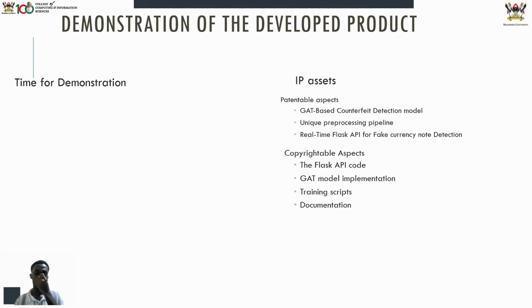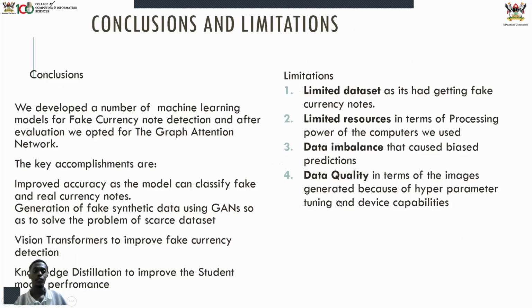Then the IP assets: the patentable aspects were the model itself, the unique processing pipeline, and the real-time Flask API for the currency note detection. Then the copyrighted aspects were the Flask API app, the GAT model implementation, the training scripts, and the documentation.